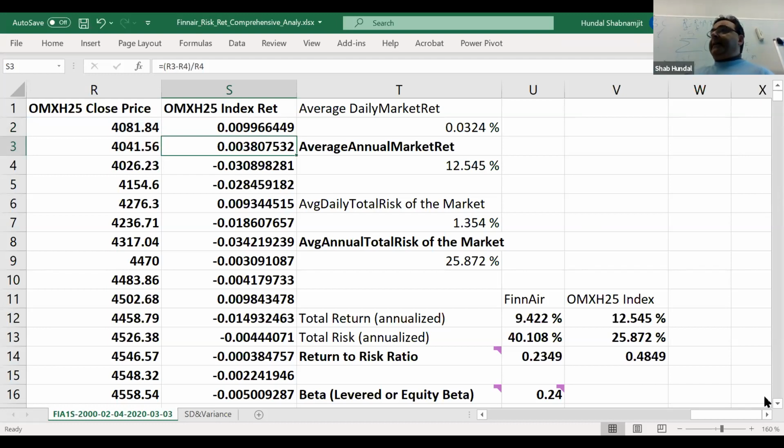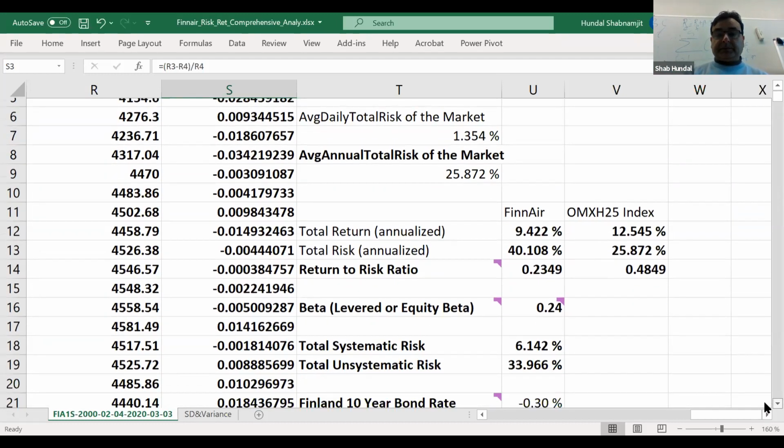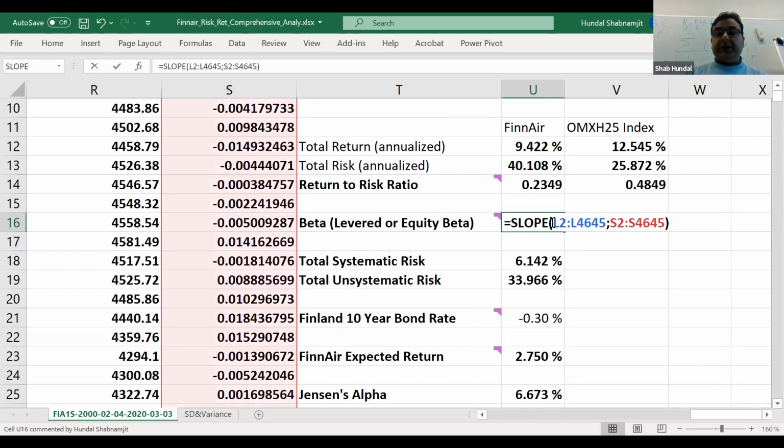There are many more things in this spreadsheet. I will not discuss them yet. But the main point is that when you have the company's return and the market return, you want to see how much risk is there. Where does risk come from? And here you can see that I use the slope function, L2 to L4645.